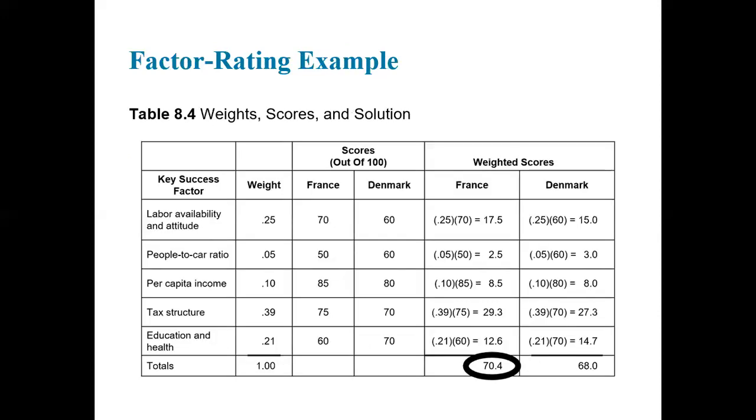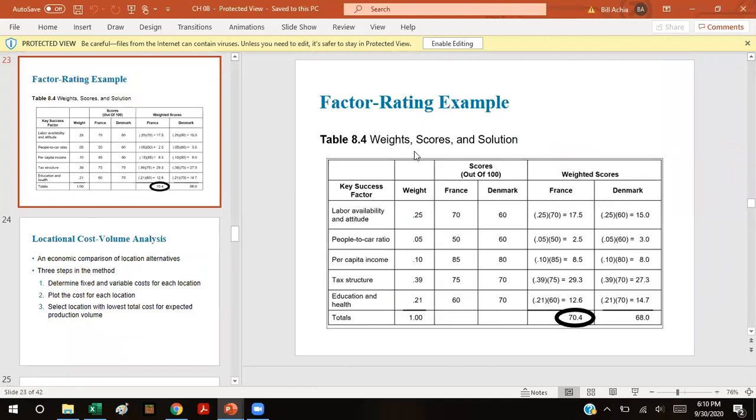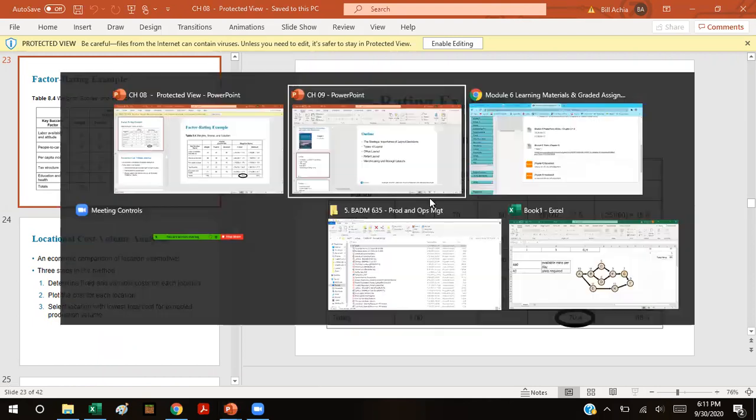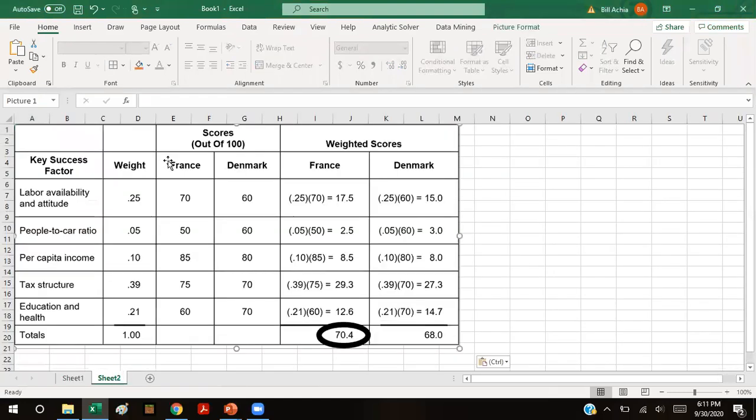Okay, so let's look at the example here. Let me see if I can copy this into a spreadsheet. I find it easier to work in a spreadsheet. So in this case here, for this organization, they were looking to site a plant in one of two countries, either France or in Denmark. And so they wanted to compare these two nations as potential sites for their plant.